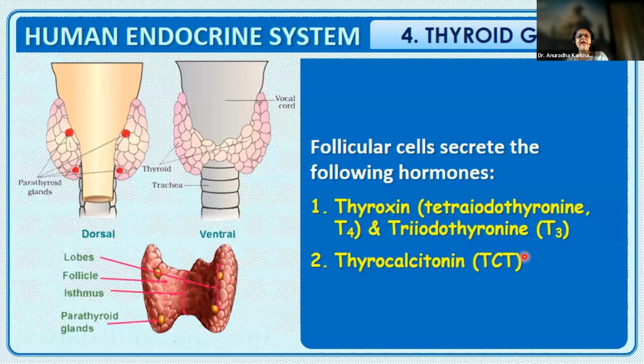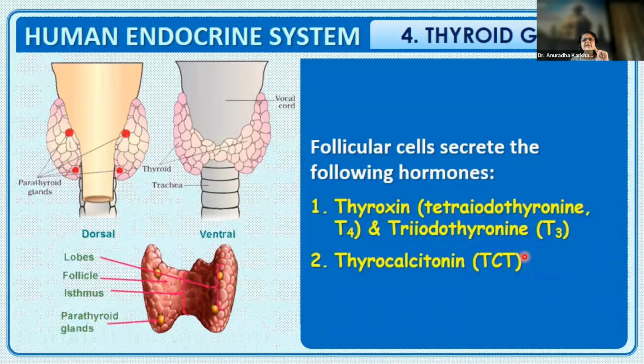And the second one is thyrocalcitonin. Now understand this thing very precisely. Hypothalamus, the boss of the company, is going to give the message to the pituitary, which is the master gland, to tell the thyroid gland to start synthesizing its products. So hypothalamus is going to release a hormone that will trigger the pituitary gland to make TSH, that is thyroid stimulating hormone, which we have seen in the last class.